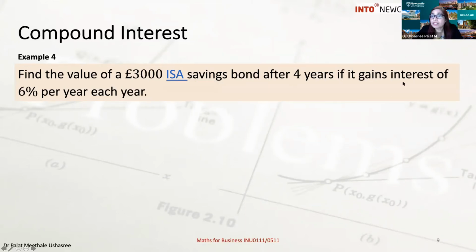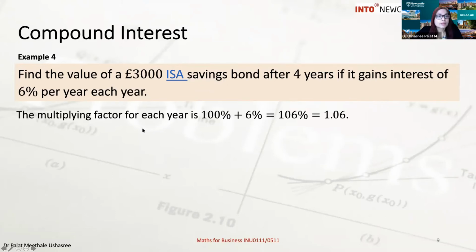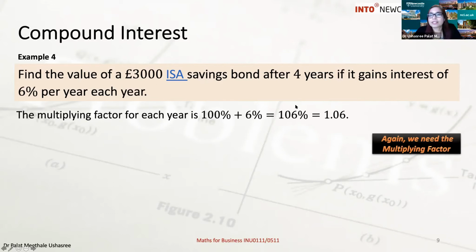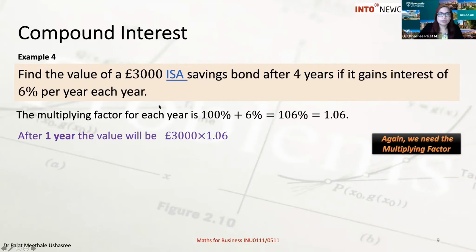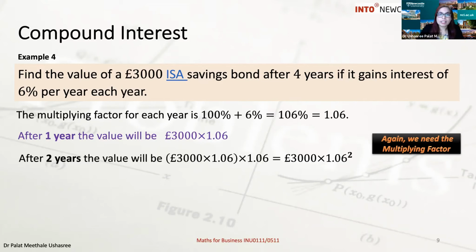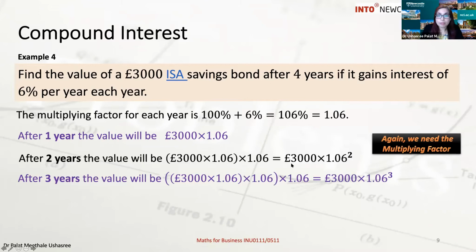After 4 years, if it gains interest of 6% per year, so it's gaining interest. Look at the word gain. So it's increasing. The multiplying factor for each year will be 100% plus 6%. In decimals, it is 1.06. So after 1 year, the value is going to be the amount times the multiplying factor. Then after 2 years, this amount times 1.06, so you have 1.06 squared. Then after 3 years, the value will be this amount times 1.06.